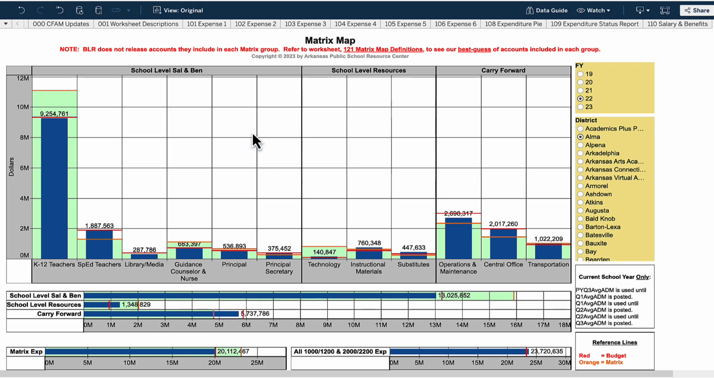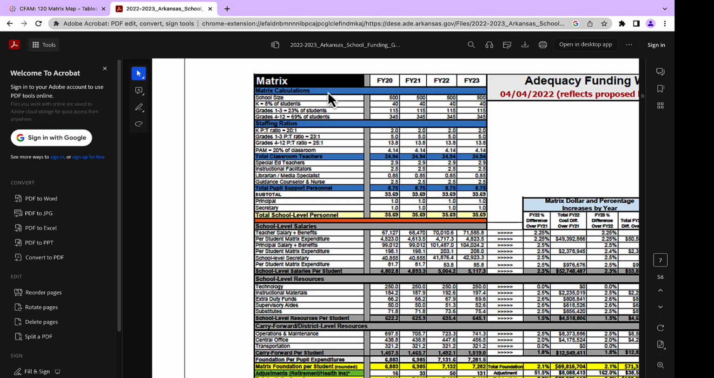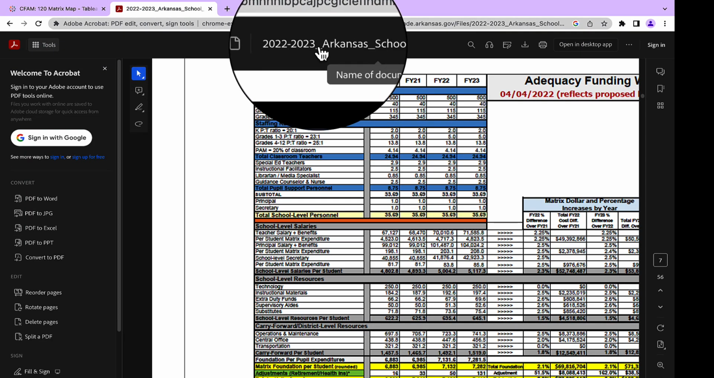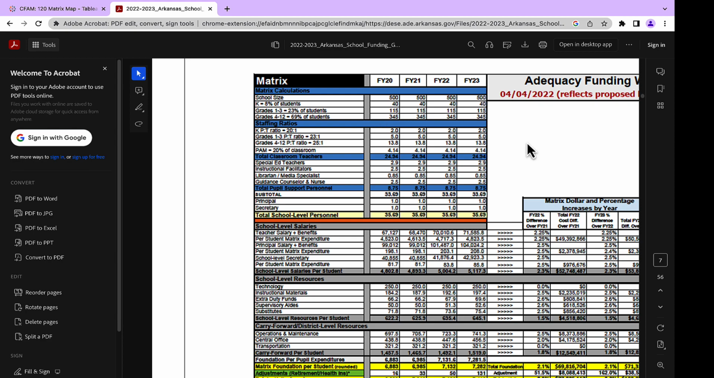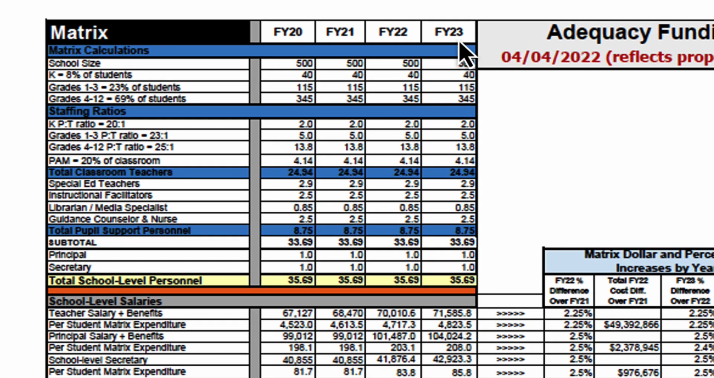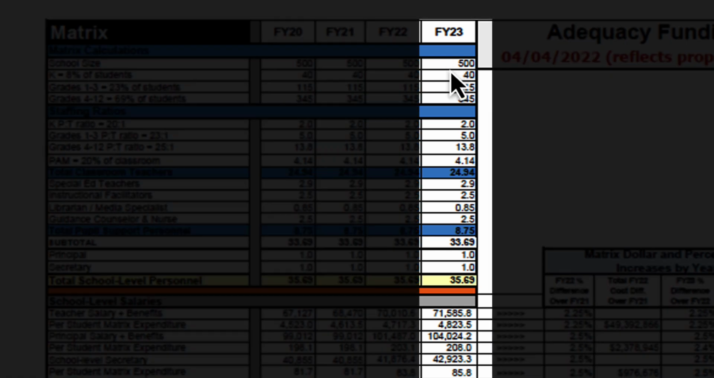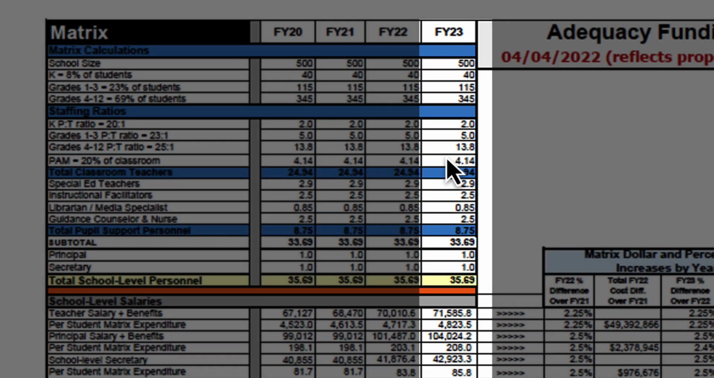Now, the reason we put this worksheet together a few years ago was we wanted to give school districts some kind of idea of how their expenditures compared to the matrix recommendations. So for those of you that are not real familiar, the matrix can be found in the 2022-23 Arkansas School Funding Guide, and the matrix is based upon a prototypical school of 500 students. So in FY23, if we have 500 students, then the matrix has a recommendation on the number of employees that you should have based upon the standards.